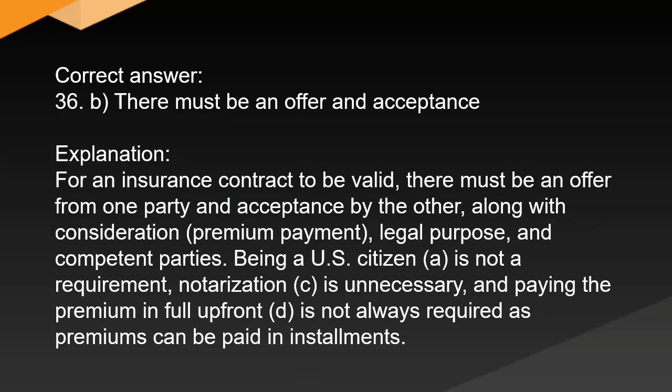Correct answer. B. There must be an offer and acceptance. Explanation. For an insurance contract to be valid, there must be an offer from one party and acceptance by the other, along with consideration, premium payment, legal purpose, and competent parties. Being a U.S. citizen A is not a requirement, notarization C is unnecessary, and paying the premium in full upfront D is not always required as premiums can be paid in installments.